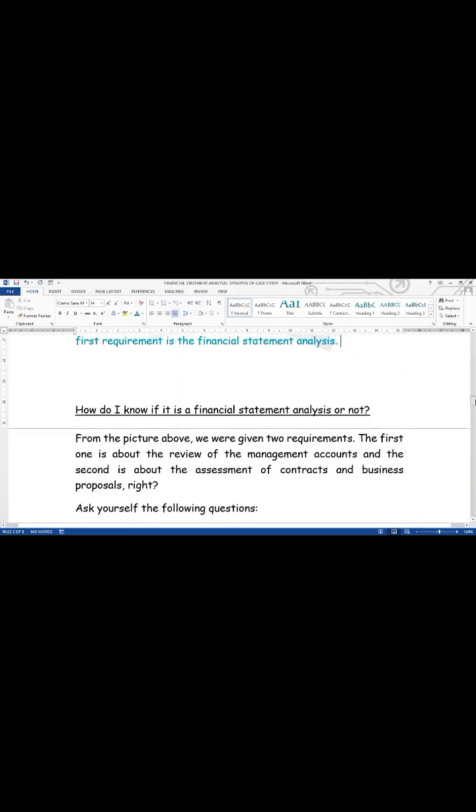When you hear things like, oh, review management account, check for revenue, cost, overhead, where else would you see that? In the financial statement, right? Your revenue is going to be found in your statement of profit or loss. So you should check all those things: your cost, your overhead, the profits, bank overdrafts. When you hear things like that, you already know that obviously they're talking about financial statements. So you are analyzing the financial statements. Do you understand?